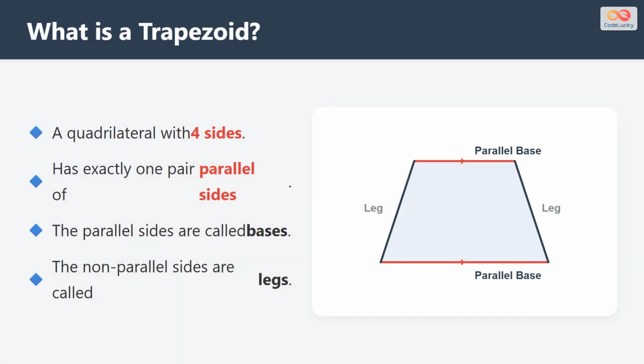First, let us define what a trapezoid is. It is a four-sided shape, or quadrilateral, that has exactly one pair of parallel sides. We call these parallel sides the bases and the non-parallel sides the legs.